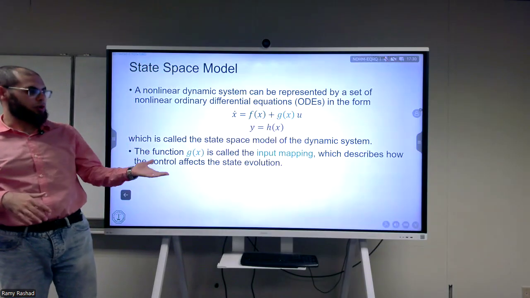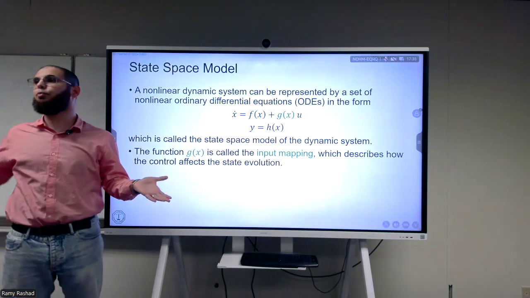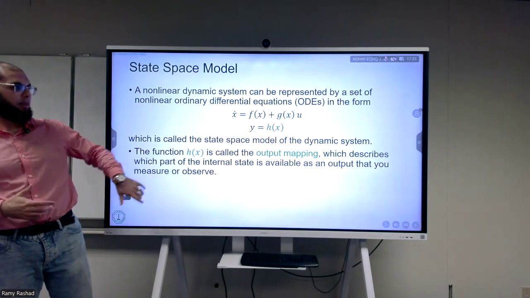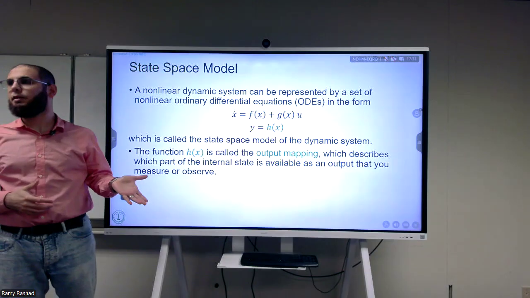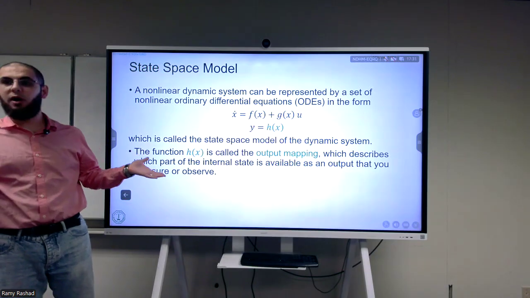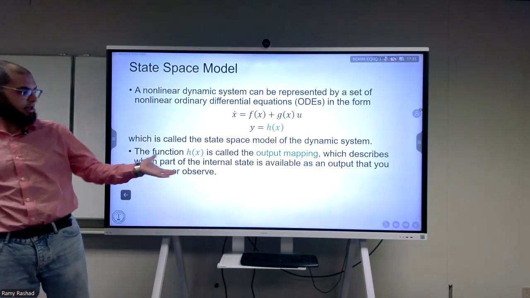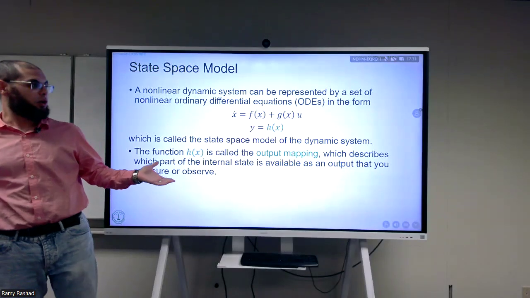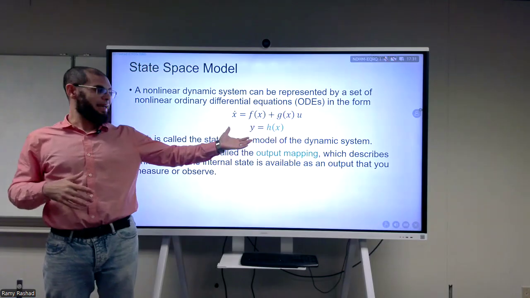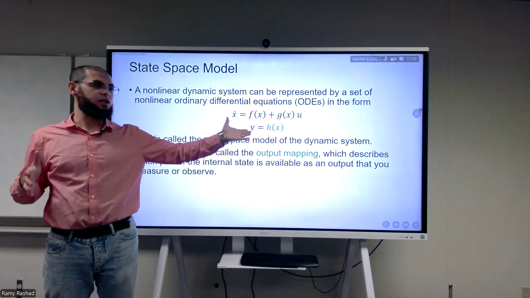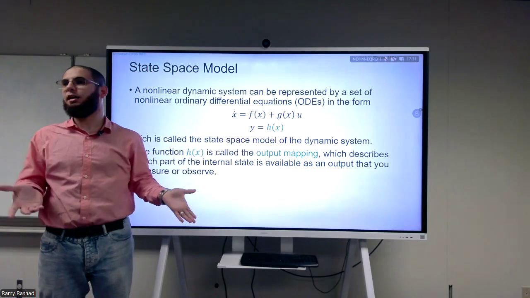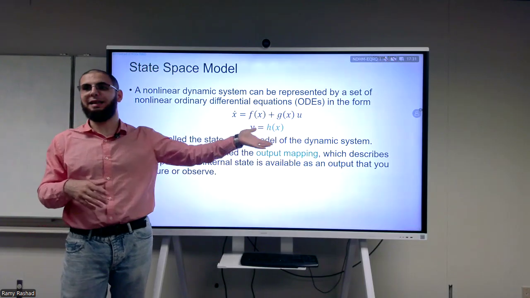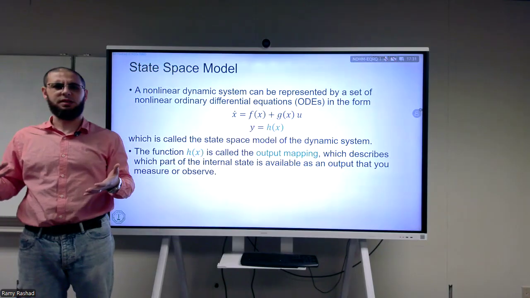And the g of x is usually called the input mapping that describes how the input u enters the equation, how it affects the dynamics of the system. And the h of x is the output mapping that describes which parts of the internal states you actually have as measurements or as observation. So the easiest case is that y is equal to x. In that case, h is just the identity map. It just takes a point x and gives you y equal to x. In that case, what do we call this kind of system?